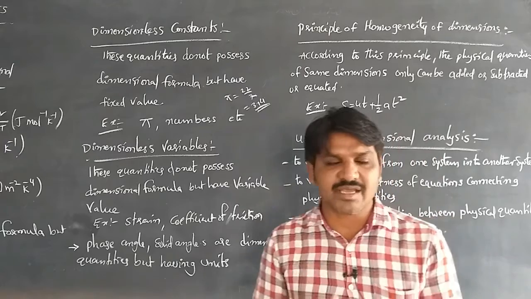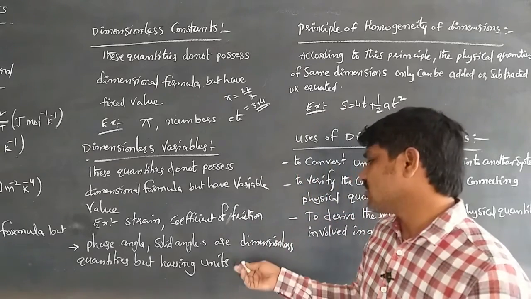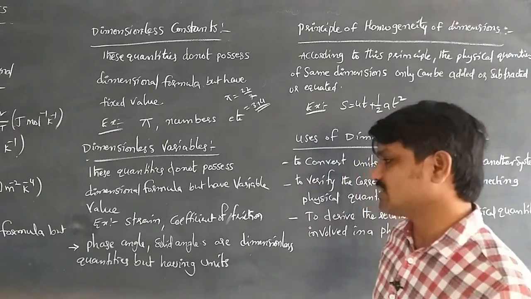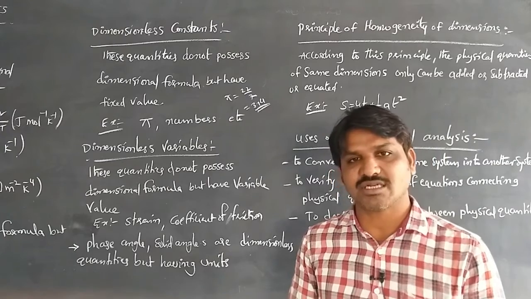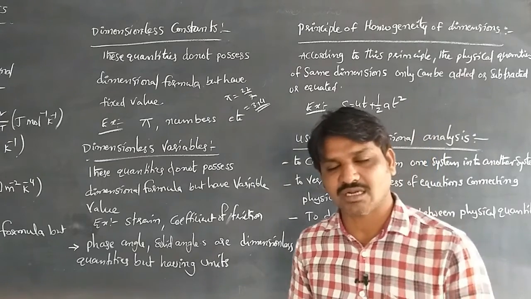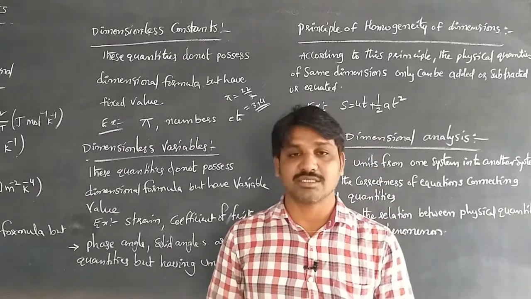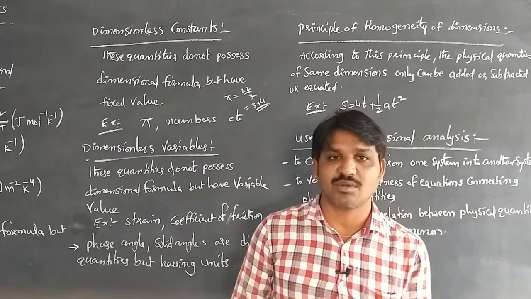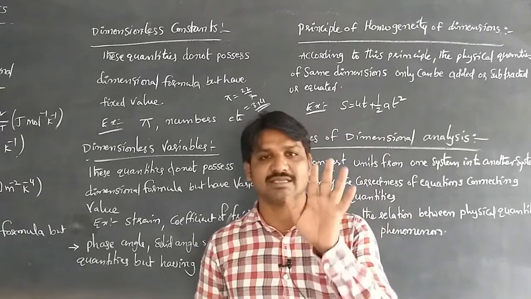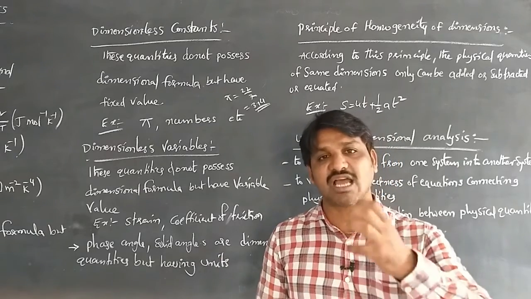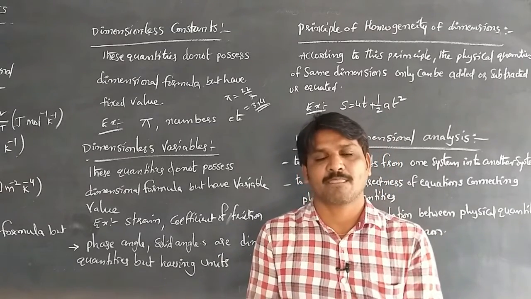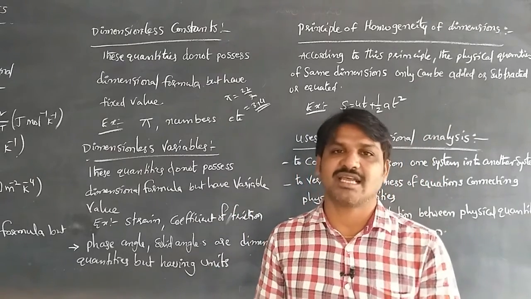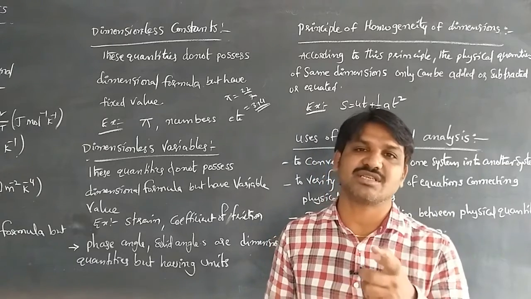Phase angle and solid angle are dimensionless quantities, but they possess units. Both are dimensionless quantities, but they are physical quantities having units. A physical quantity possessing a dimensional formula without units does not exist. That type of physical quantity does not exist. So that's about dimensional constants and dimensional variables, dimensionless constants and dimensionless variables.